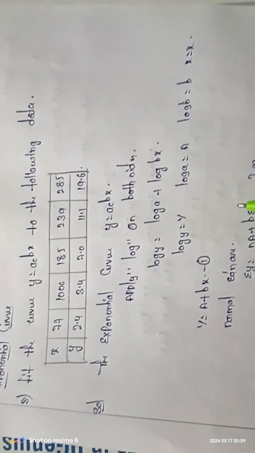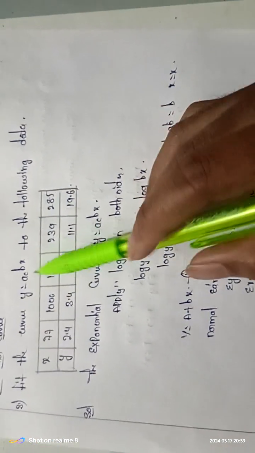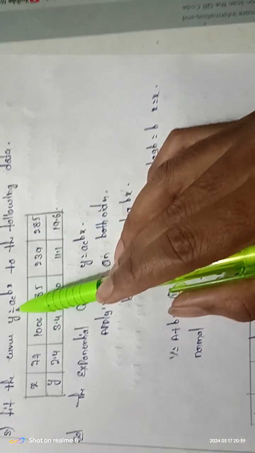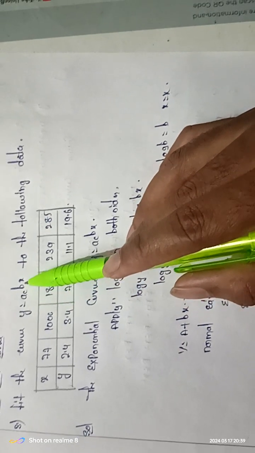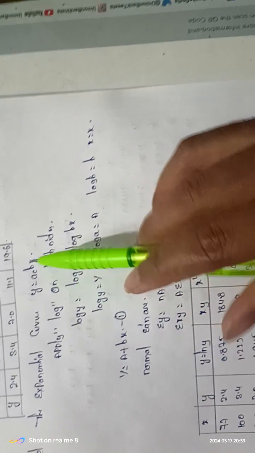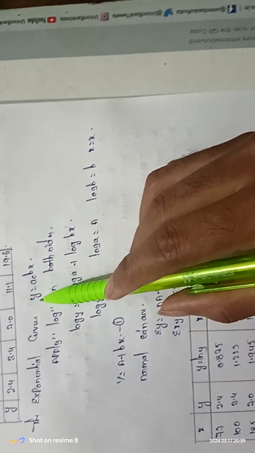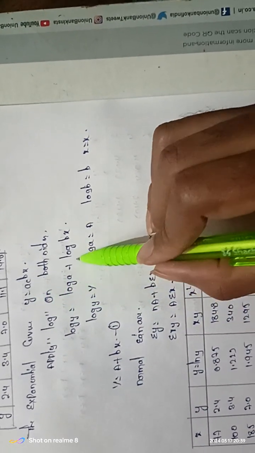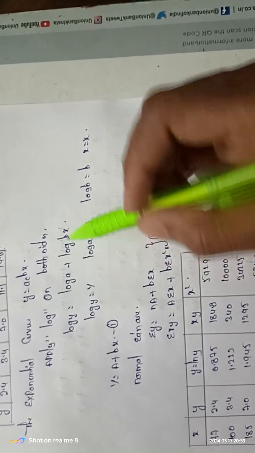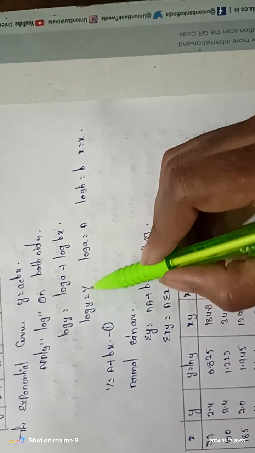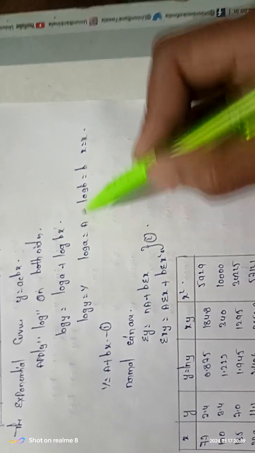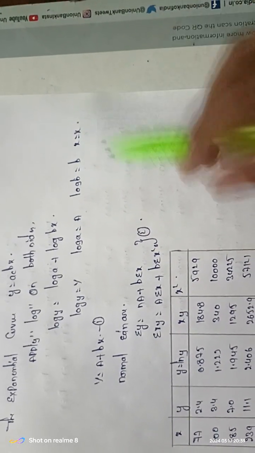And the third example is the exponential curve. The exponential curve basic formula is y equal to a into e power bx. Applying log on both sides, log y equal to log a plus bx log e. Let log y equal to Y, log a equal to capital A, log b equal to b, and x equal to x.